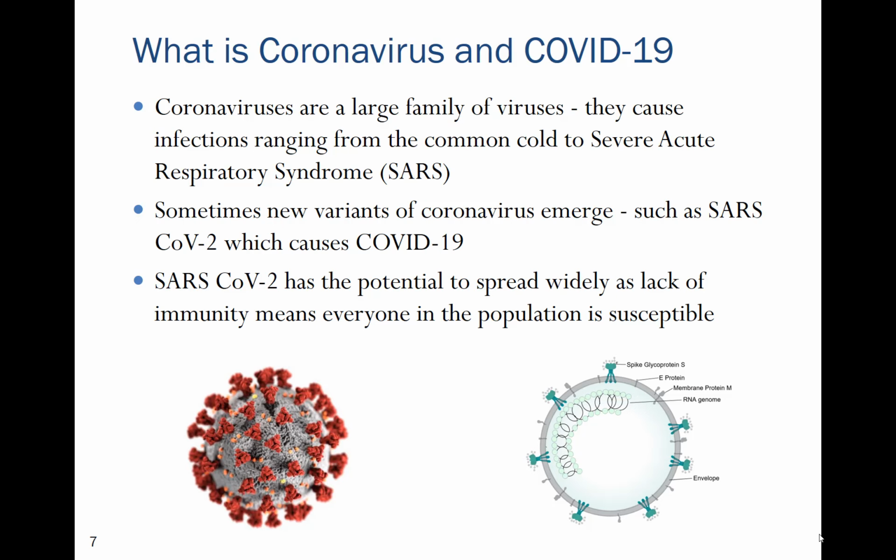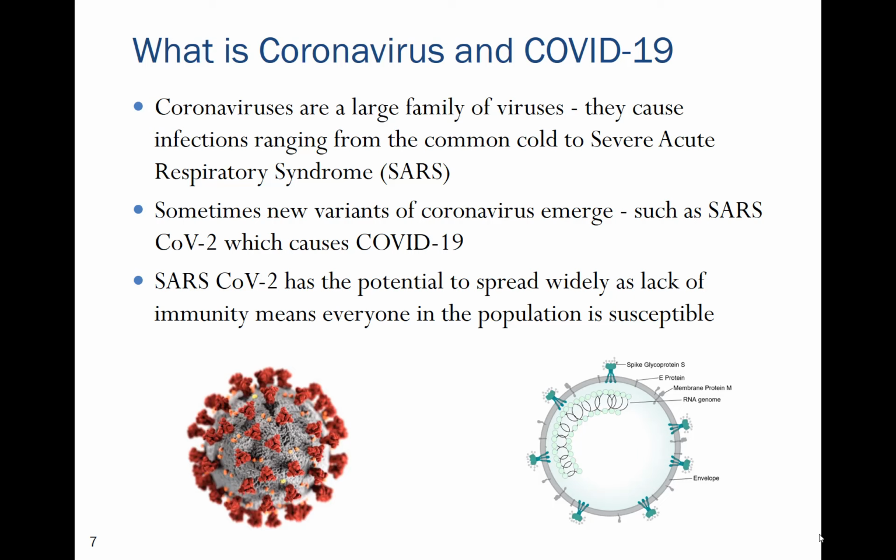So what is coronavirus and COVID-19? Coronaviruses are a large family of viruses. These are RNA viruses. They cause infection ranging from the common cold to severe acute respiratory syndrome, SARS. Sometimes new variants of coronavirus emerge, such as SARS-CoV-2, which causes COVID-19. SARS-CoV-2 has the potential to spread widely, as lack of immunity means everyone in the population is susceptible.